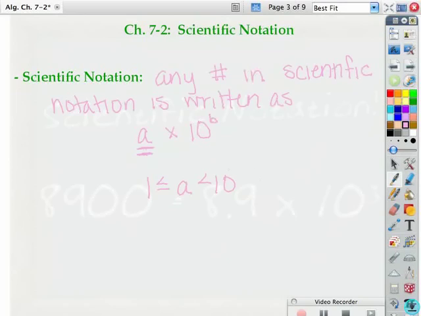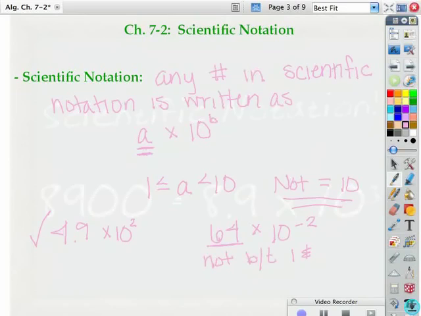So we are saying that the number before the multiplication symbol can be 1 or higher, smaller than 10, but not equal to 10. Okay, you can't do that. So if we had 4.9 times 10 to the second, this is in scientific notation, we're good. However, if we had 64 times 10 to the negative 2, this is not in scientific notation because this number is not between 1 and 10.